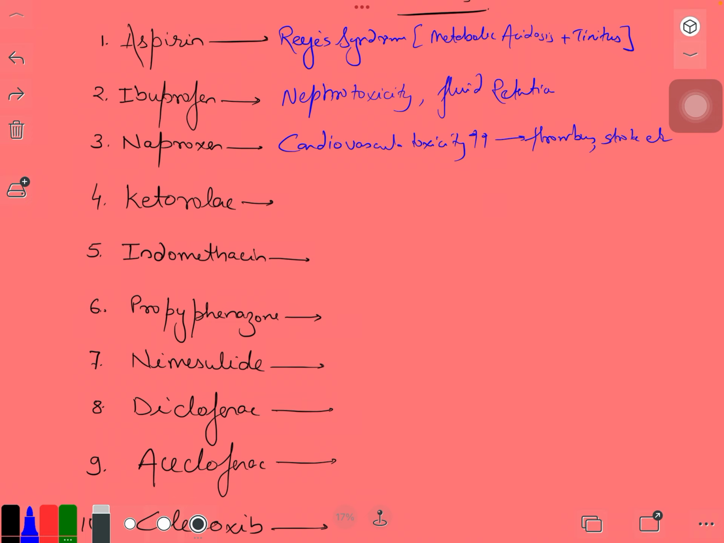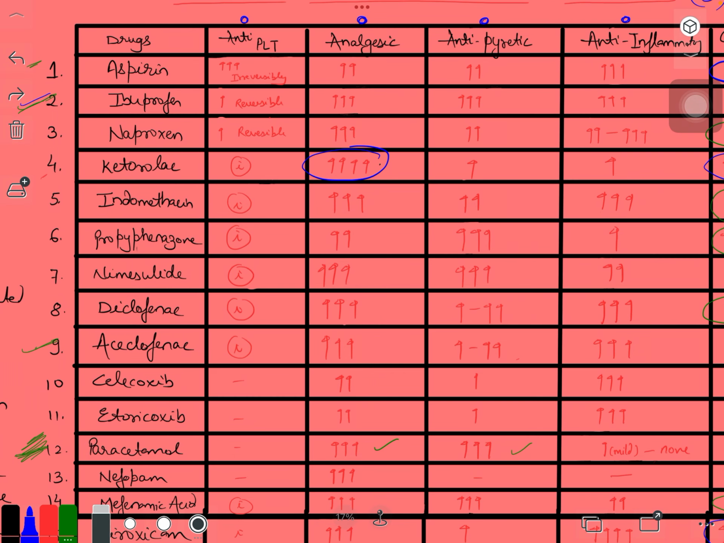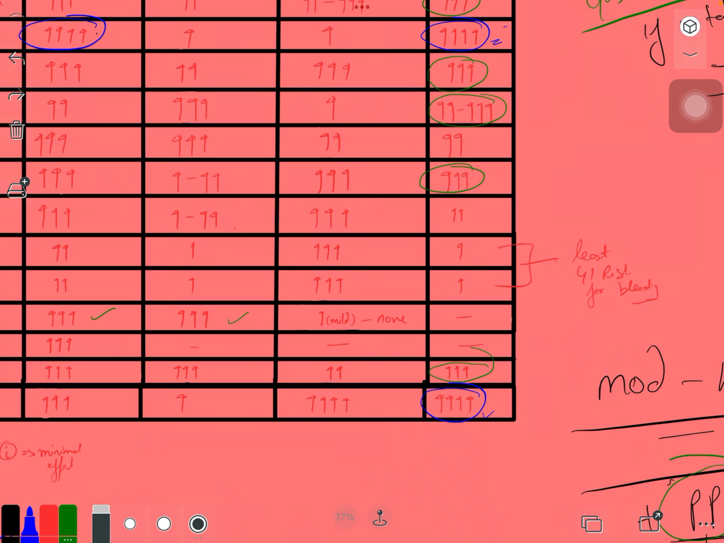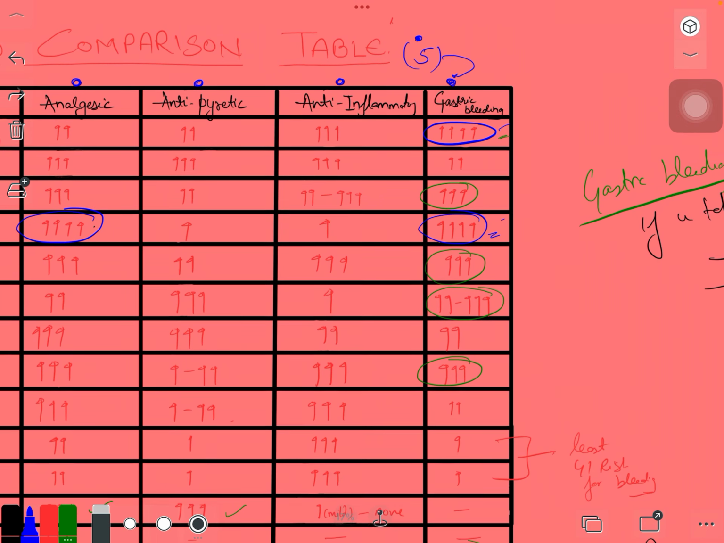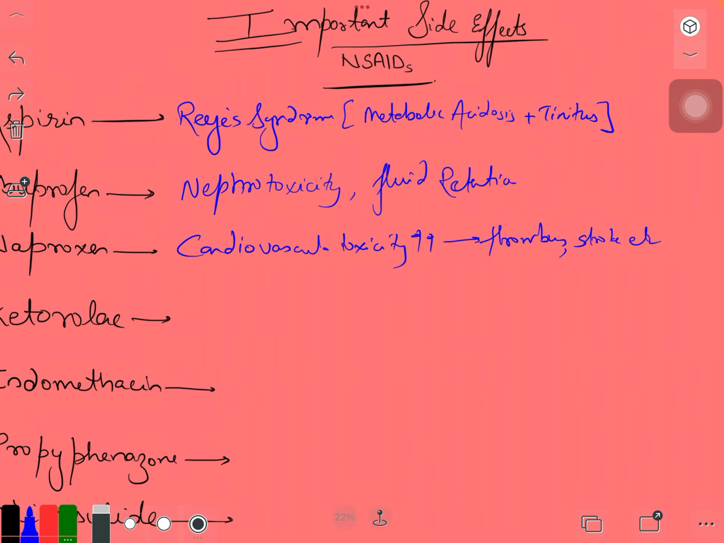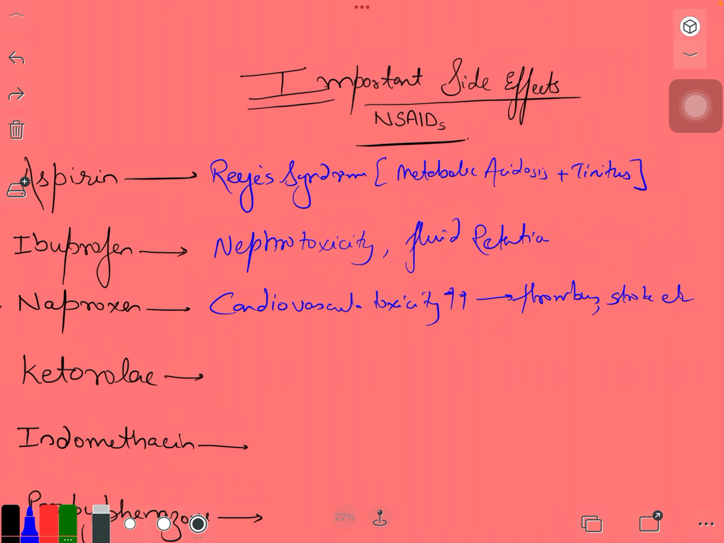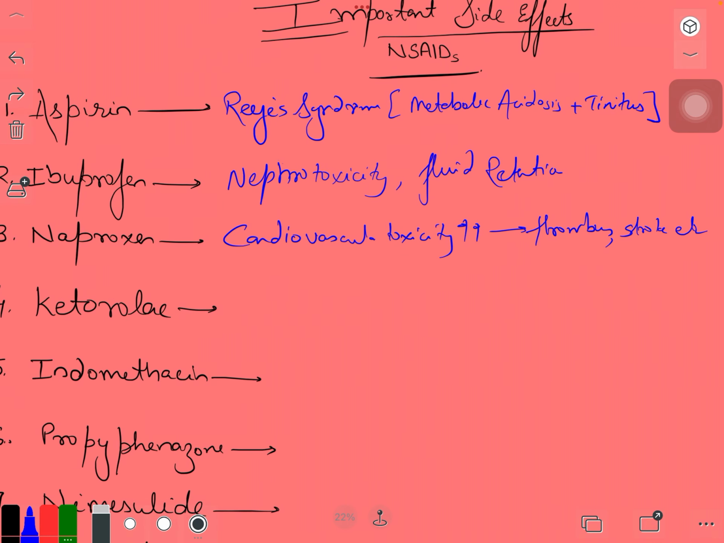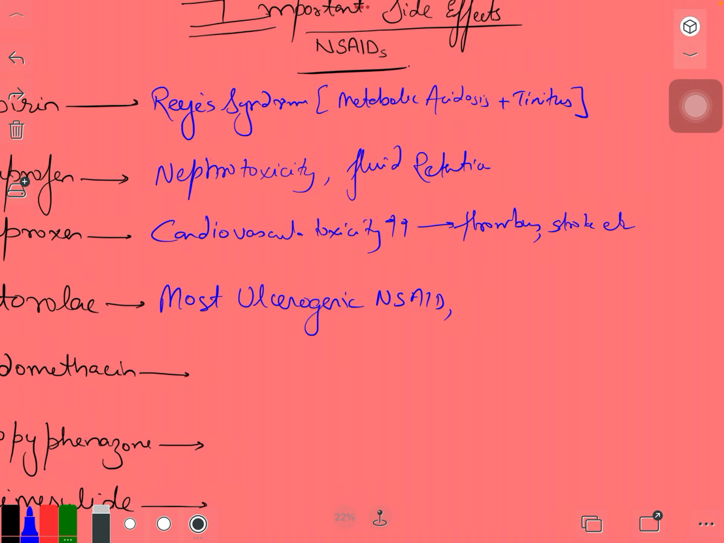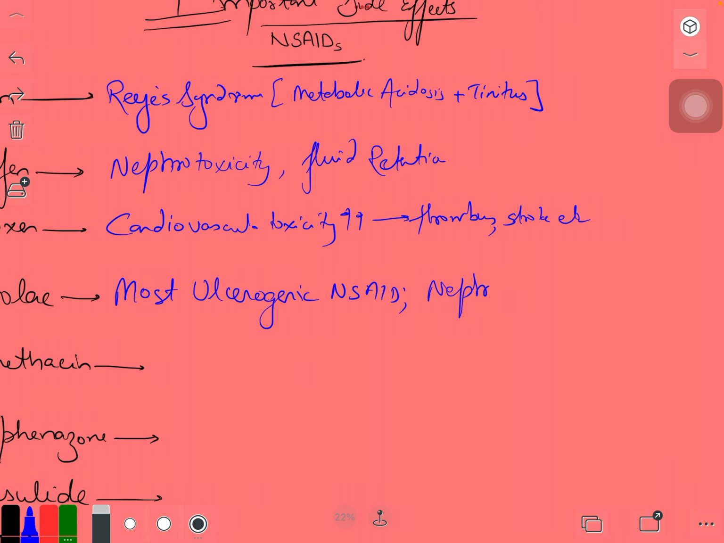Next is ketorolac. If you remember the ketorolac over here, right, it had the highest risk of causing gastric bleeding among all the NSAIDs. Yes, aspirin also causes it, but ketorolac has a slightly higher edge. In aspirin, of course, Reye's syndrome is there along with gastric bleeding, but ketorolac is the most ulcerogenic NSAID. And it is also nephrotoxic.